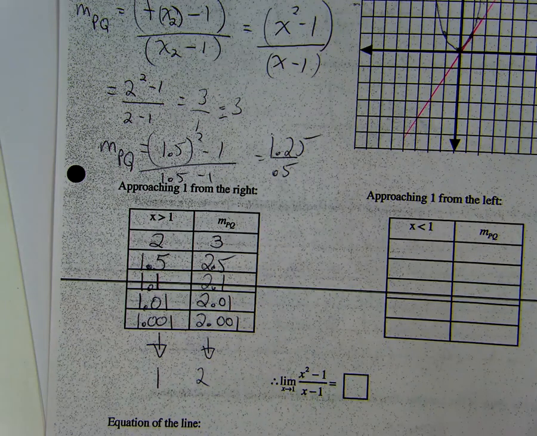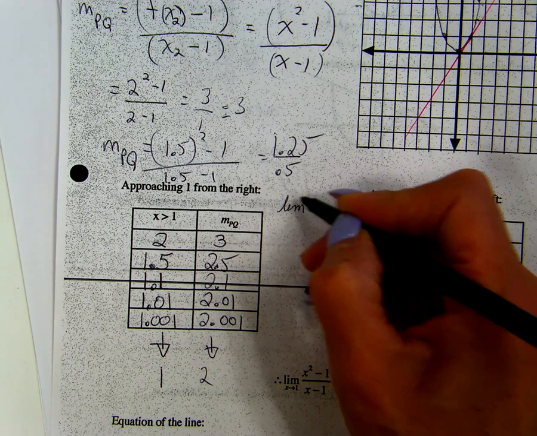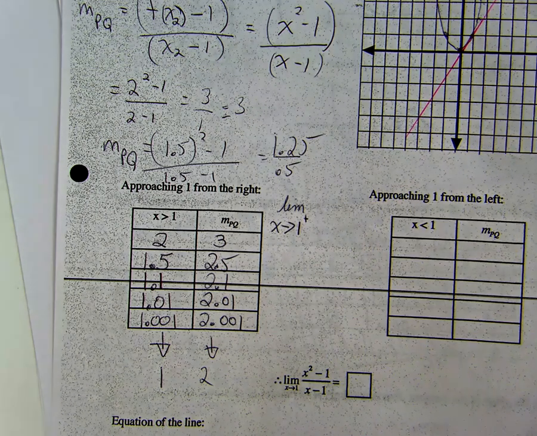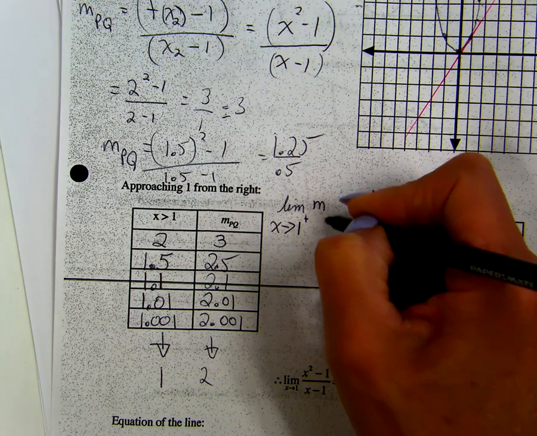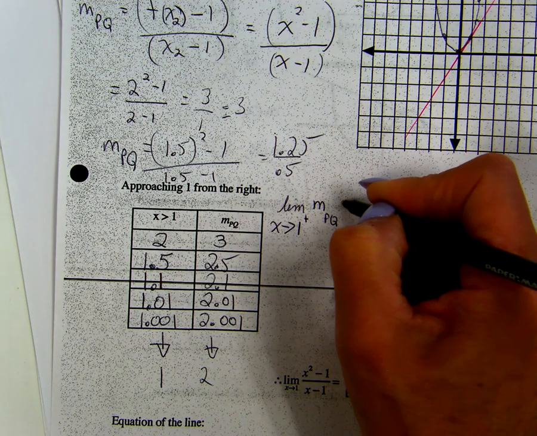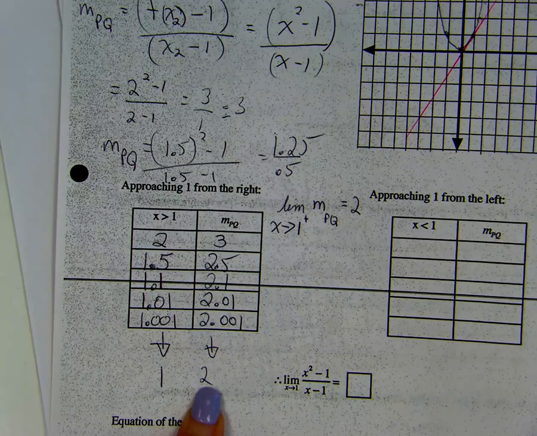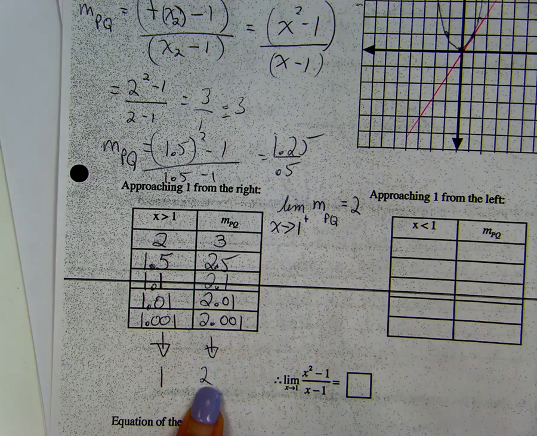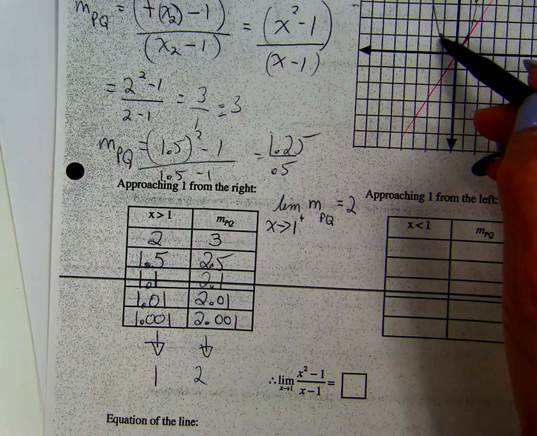We call this the right-hand limit. So we write it like this. The limit as x approaches 1 with a little plus in the subscript. The limit as x approaches 1 for the slope of the secant line. What's that limit? It's equal to 2. The right-hand limit.